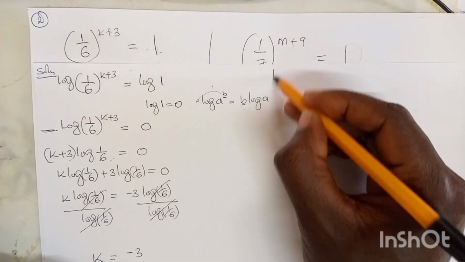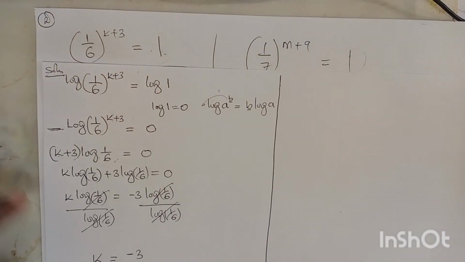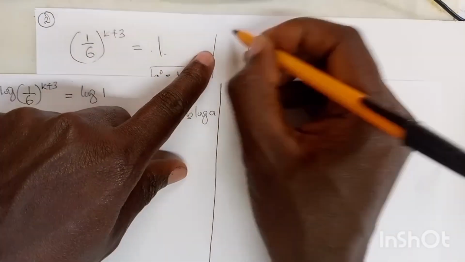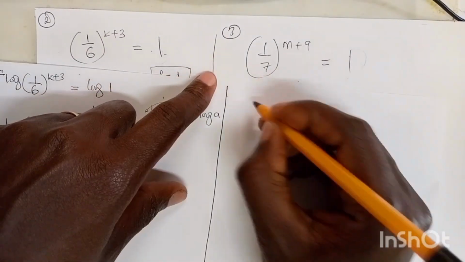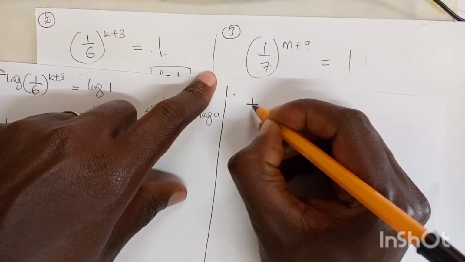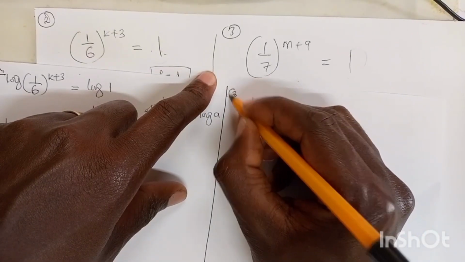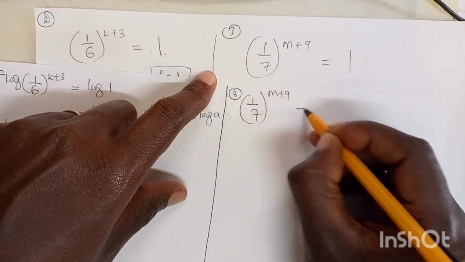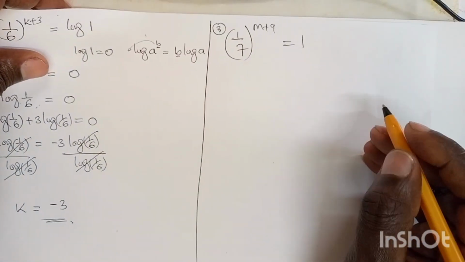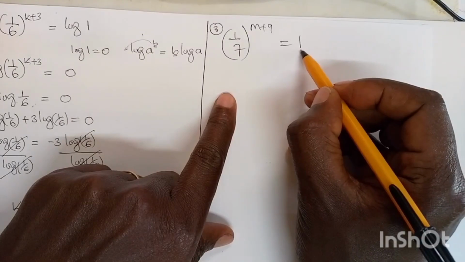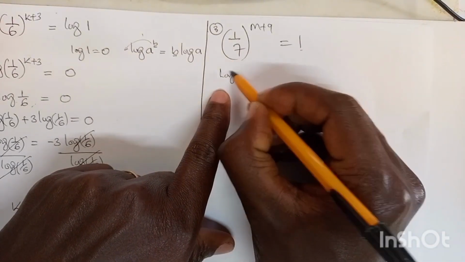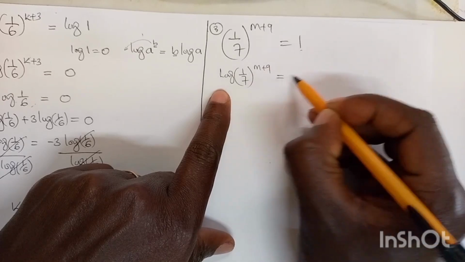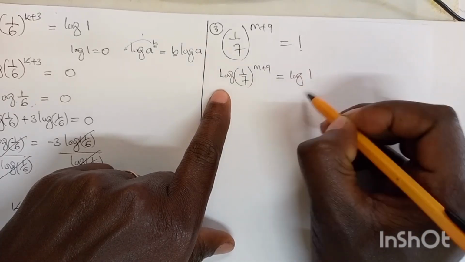We can also try solving the third example which we have done, which was our number 3: (1/7)^(m+9) equals 1. Let us work it out and see. The same case here, we shall introduce logarithms. You have log (1/7)^(m+9) equals log 1.